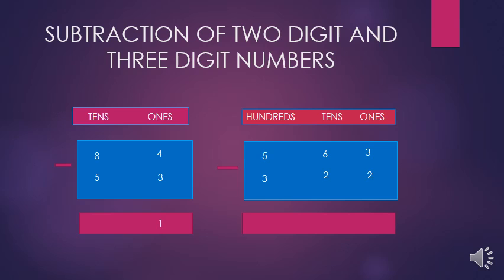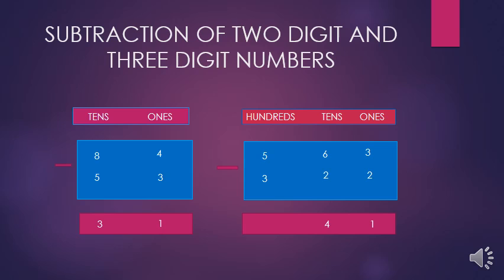Very good. So here 4 minus 3. Hold 4 fingers and close 3 fingers from this. What remains? 1. Very good. Now here 8, you have to hold 8 fingers, close 5 fingers. What remains? 3. Very good. Now this 3 minus 2, 1.